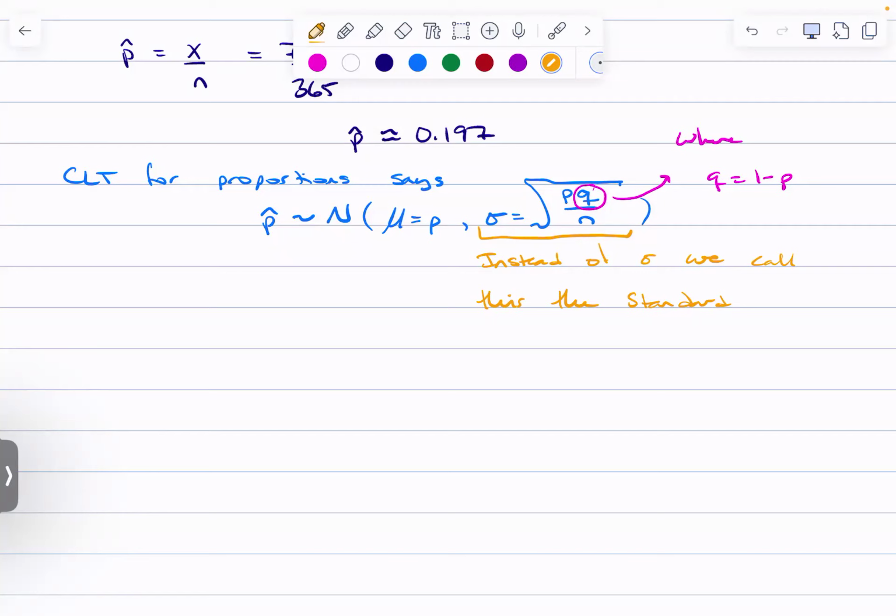Instead of sigma, we call this the standard error of p hat. So p hat is going to have some spread, right? If you've done that exercise I posted, then you were able to generate a bunch of p hats, 100 of them, and make a histogram of them, and you saw that they were centered on p with a spread that was roughly the same as the square root of pq over n.